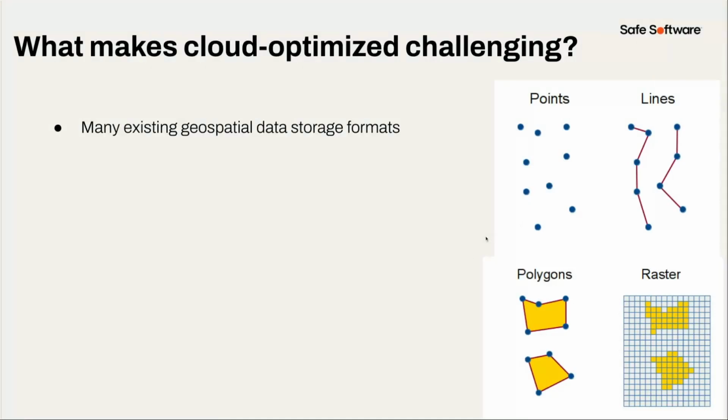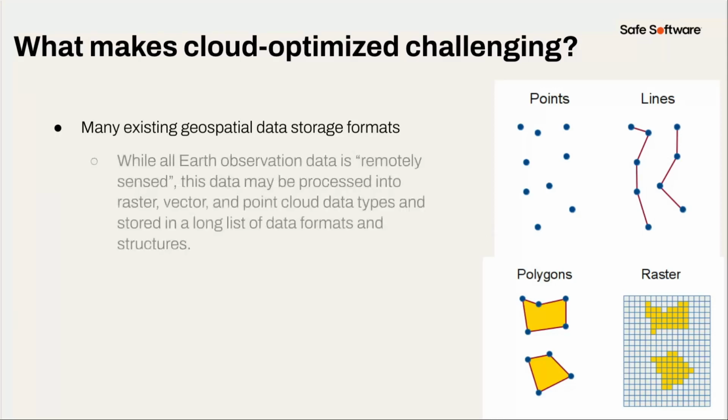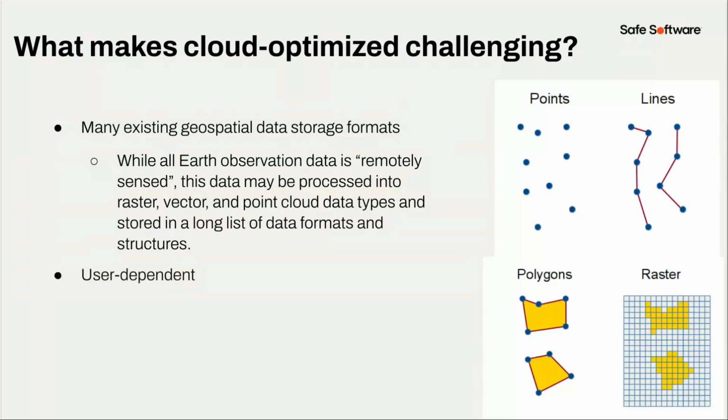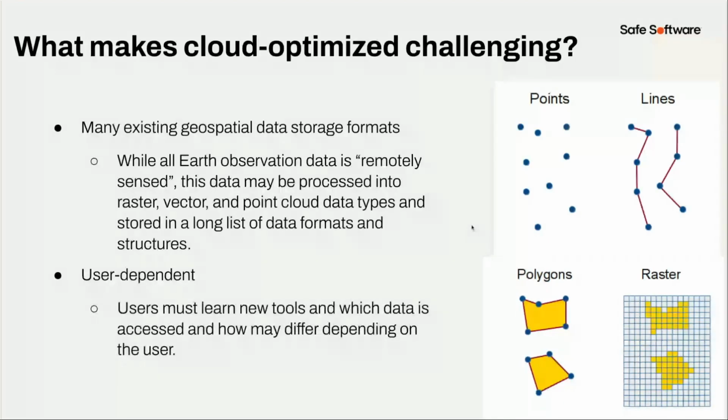The example I just gave was the benefits of the cloud-optimized GeoTIFF, but in addition to raster, there's points, lines, polygons, so vector data. There's also point cloud data from LiDAR. So all of these data types are different in the way that they show up and how you'd work with it. And so therefore, the way that it needs to be stored have different needs for optimization. And then it's also very user dependent. Users must learn new tools with the data, and that might differ depending on the user and their needs.